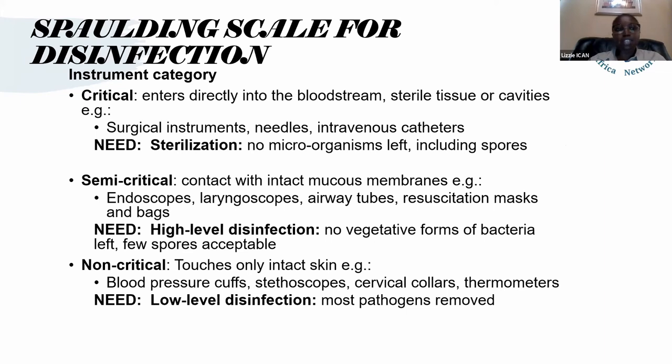The Spalding classification categorizes instruments into three distinct categories. That is the non-critical, the semi-critical, and the critical. The critical ones enter directly into the bloodstream or the sterile tissues or the cavities. And these instruments basically need sterilization. And then the semi-critical ones come in contact with intact mucous membranes and they need high-level disinfection, while the non-critical ones touch only intact skin surfaces. They only need low-level disinfection, which is where we remove most of the pathogens.